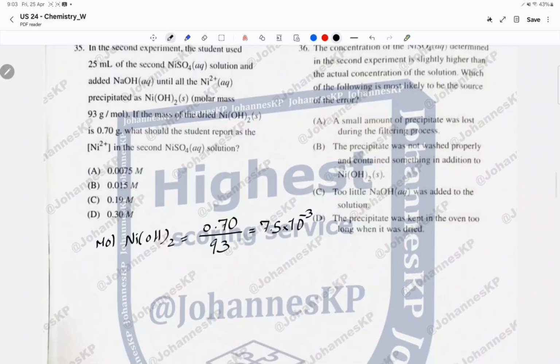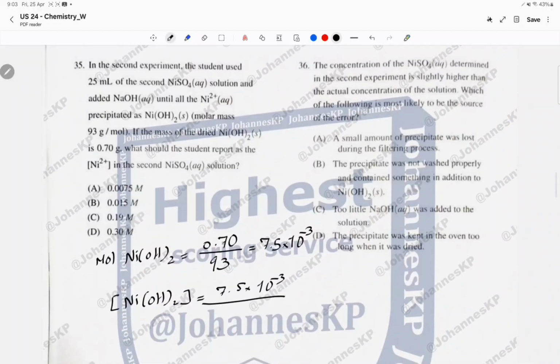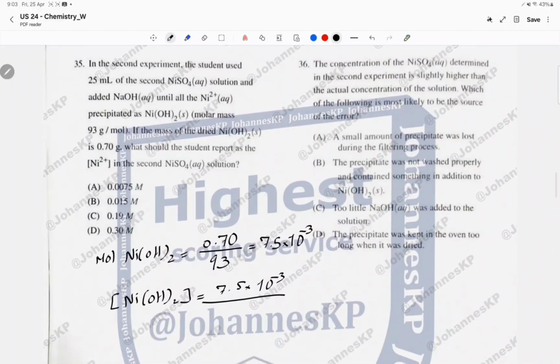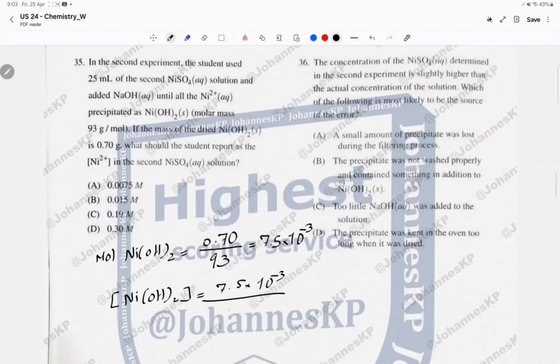How about the molarity? That would be the molarity of the Ni(OH)2. It would be the mole of it divided by the volume, which is just 0.025. I got 0.30, just choice D.